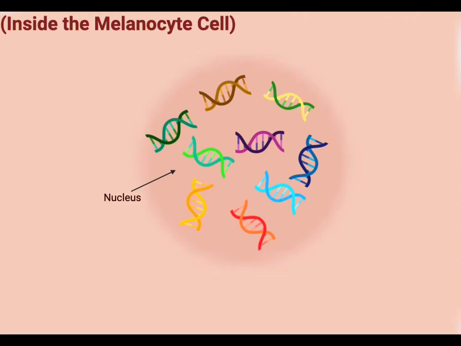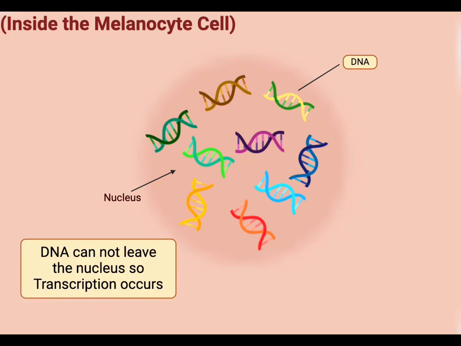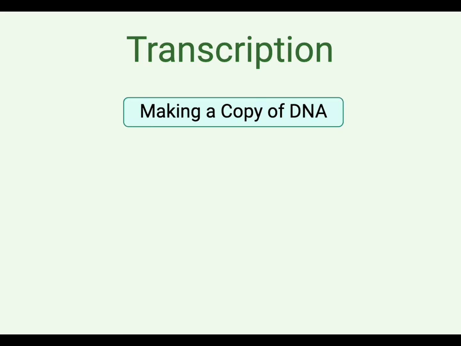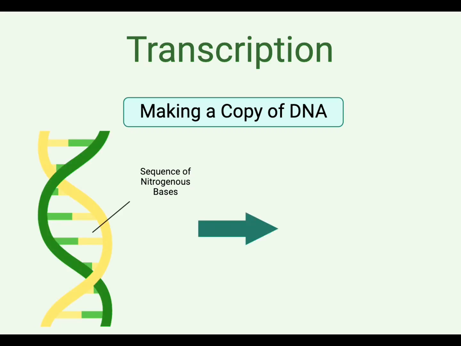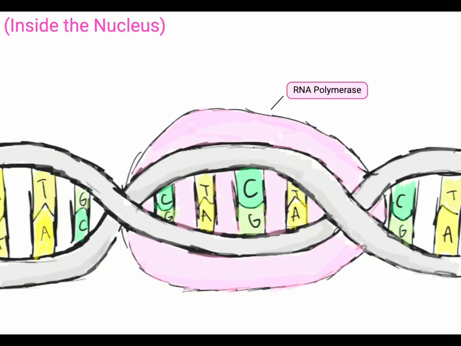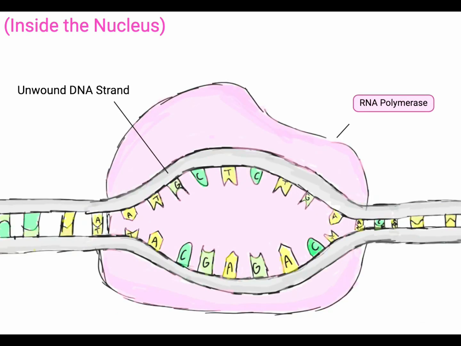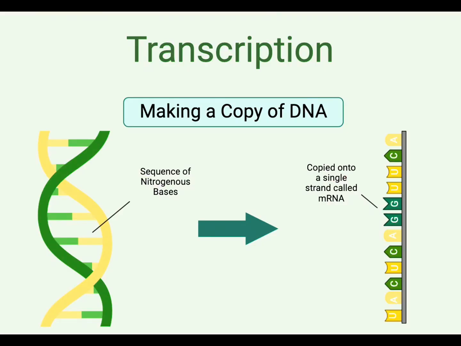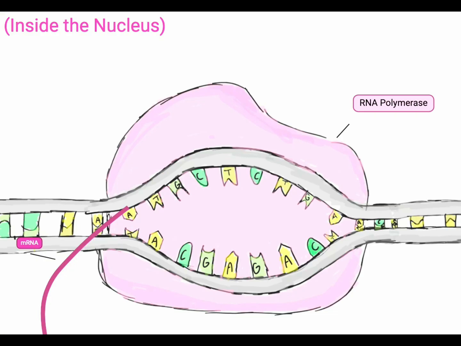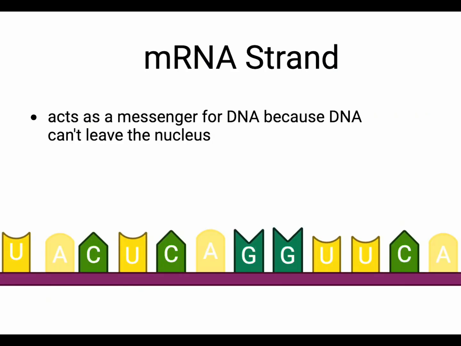However, the c-KIT gene cannot leave the nucleus of the cell to create the c-KIT protein, so a process called transcription is needed. Transcription is like making a copy, specifically a copy of DNA. To copy itself, DNA unwinds, exposing its sequence of nitrogenous bases, and then an enzyme called RNA polymerase creates a messenger RNA, or mRNA strand for short, by matching the complementary nitrogenous bases on itself.